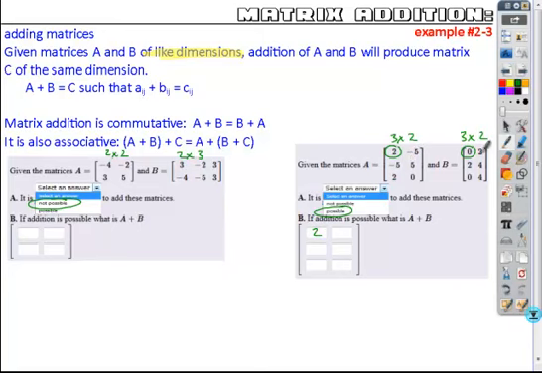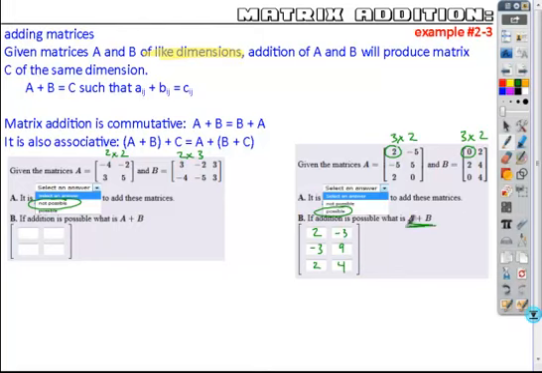Next we have -5 plus 2, so -3. Next we have -5 plus 2, -3. Next we have 5 plus 4, 9, 2 plus 0, 2, and 0 plus 4, 4. Again, does everybody see? You add the entries that lie in the exact same location, the same row, the same column, and you combine those.